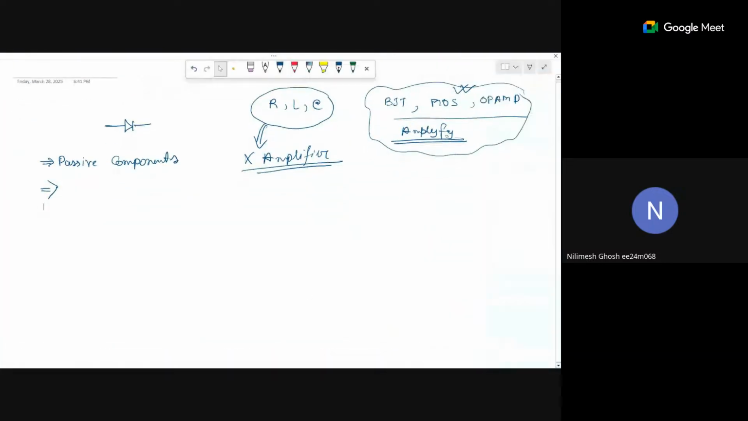So the 4 dependent sources are current controlled current source, current controlled voltage source, voltage controlled current source, and voltage controlled voltage source. Now, can you tell me any example of a current controlled current source?